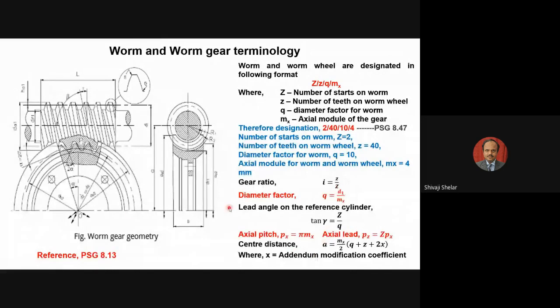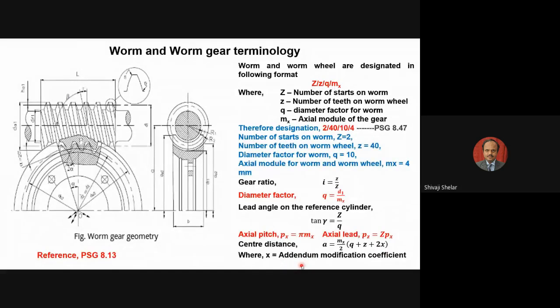Then I have already told how to calculate center distance. The center distance A, from the center to the center line of the worm, is equal to mx by 2 into q plus z plus 2x. Normal center distance is only up to q plus z. Then what is this 2x term? This 2x term is called the addendum modification coefficient. It is a correction that needs to be done in the center distance.